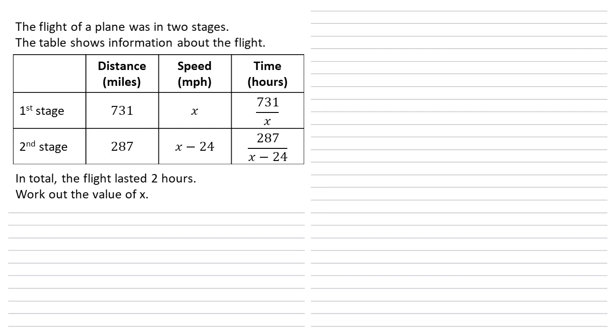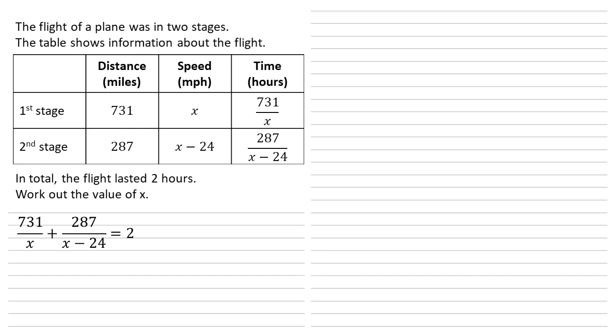Now, what makes this question a bit tricky is that there's a lot of information given to us here, but actually, once we've worked out what we need to use, the maths itself isn't that bad. So let's break it down. We're told that the flight lasted 2 hours, and we're given the time in hours of both stages. So if we just add them together, they are going to equal 2. So we've got that 731 over x plus 287 over x minus 24 equals 2.